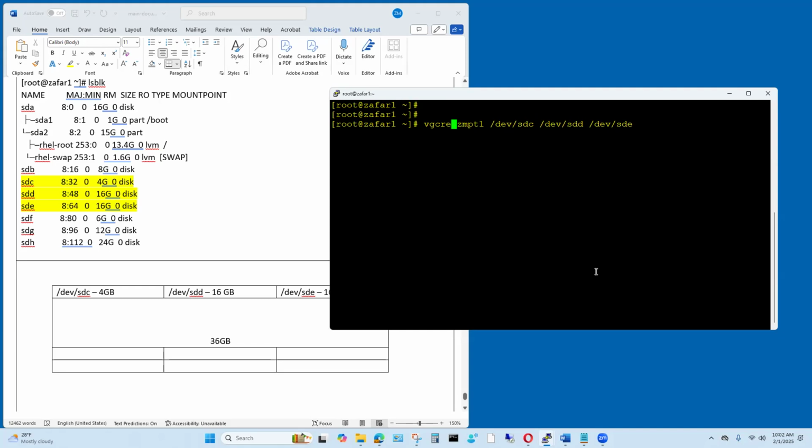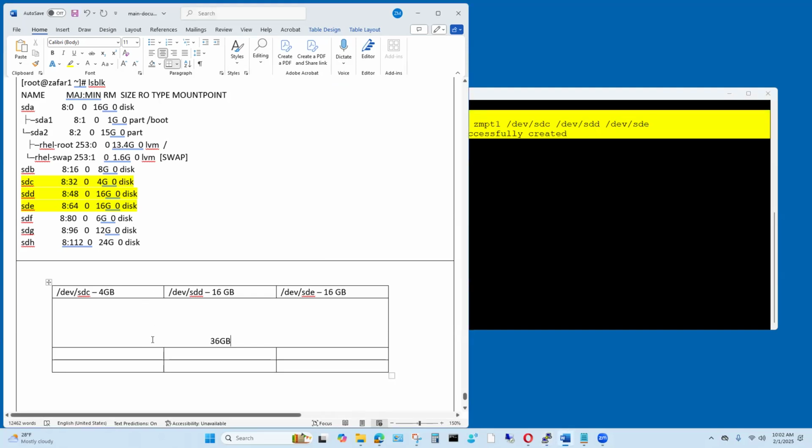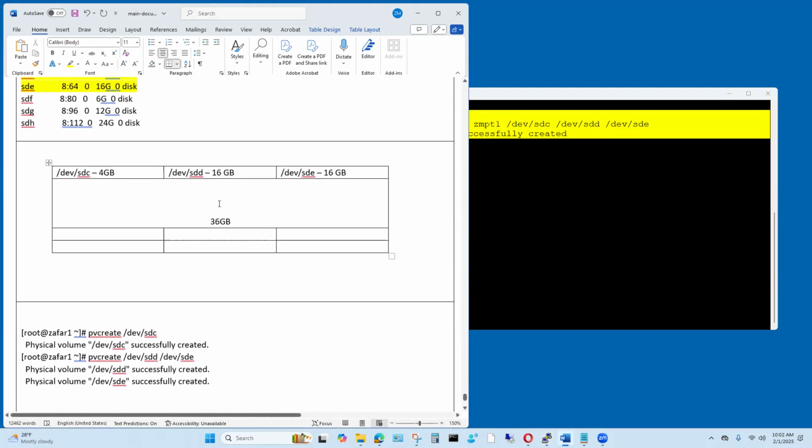It says volume group successfully created. Now ZMPT is a single disk. So here I'm going to call it ZMPT1.